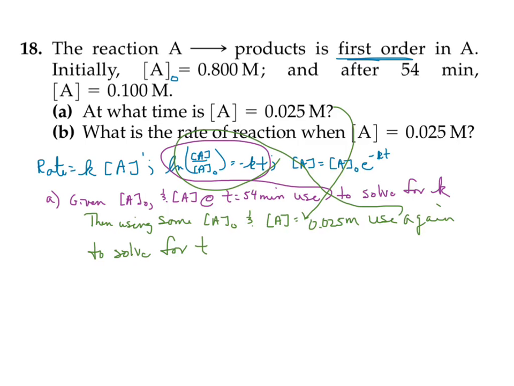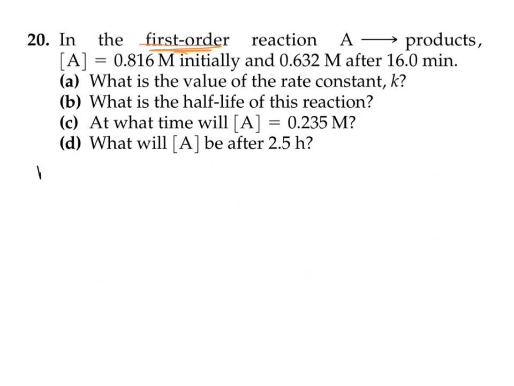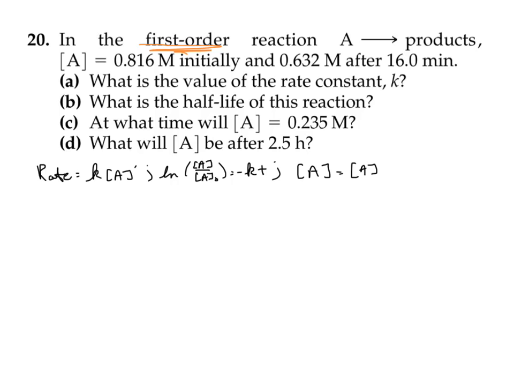The next one, what is the reaction rate when A is equal to the given concentration? So we're just going to keep it simple. Rate is equal to K times the molar concentration at that given time. We have K, the molar concentration is 0.025 moles per liter. First order again, just jotting down what we know. I did go ahead and jot down the half-life because it looks like we're going to have to use it.